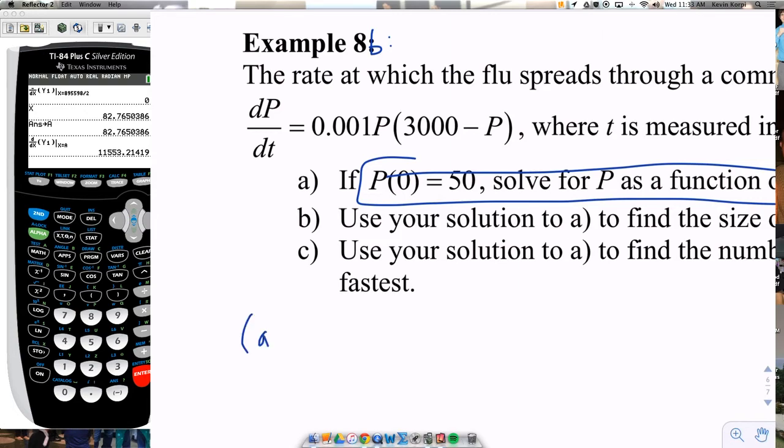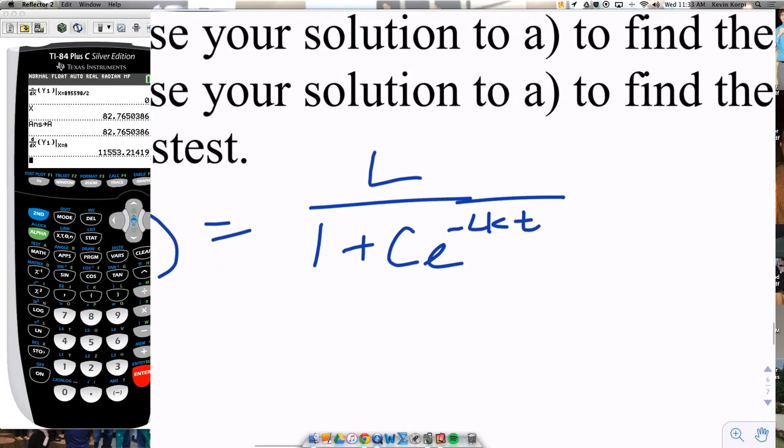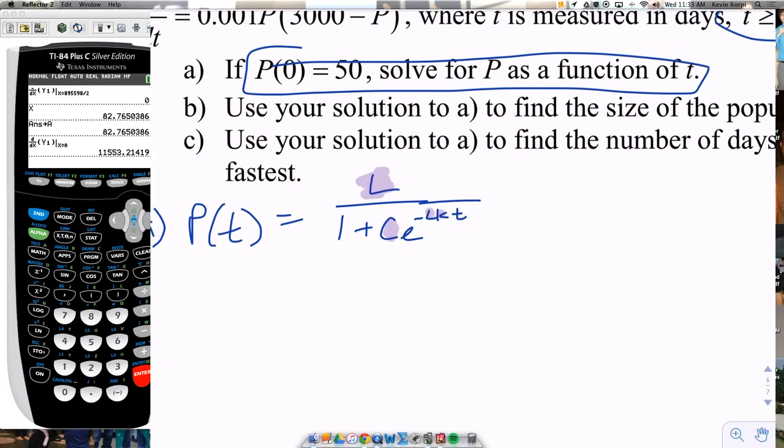So on part A, we're going to go straight to what? P of t equals L over 1 plus C e to the minus kLt. And all we have to do is figure out the L value, the k value, and the C value. And we'll have it.